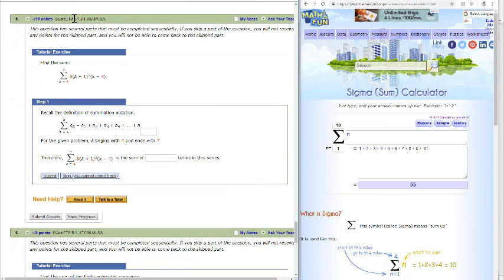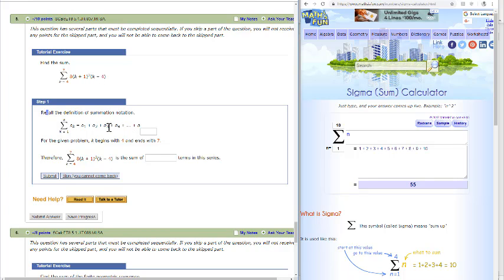This is a problem from your lab assignment in section 5.1. Find the sum. We have the sum as k goes from 4 to 7 of this expression here. That's 8 times (k plus 1) squared times (k minus 4).